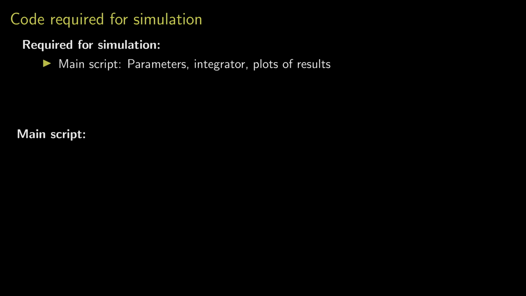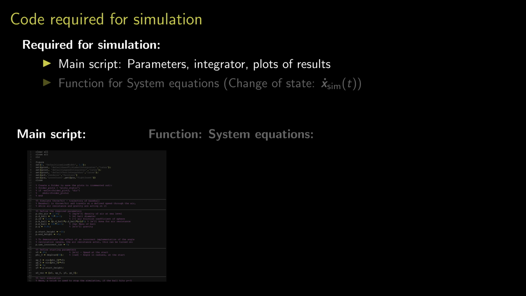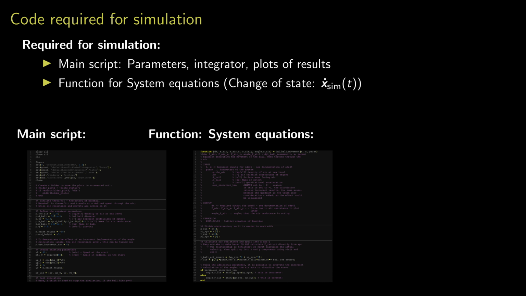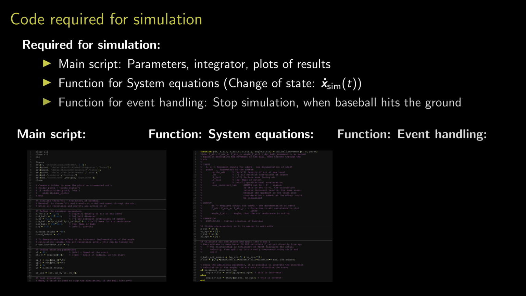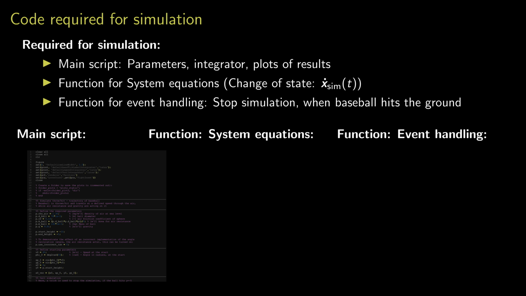The code consists of the following 3 parts. Our main function, or main script however you want to call it, the function describing the differential equations of our system, and a function that is used by our integrator to detect when the baseball hits the ground to stop the simulation automatically. This third part is something new in this video and I will talk about it once we get there. I also found a way to have nicer looking code in this video. I hope you can appreciate the new look.